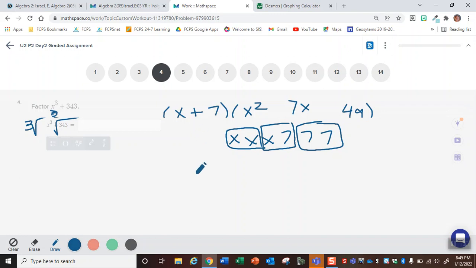All right, and then I'm going to do my SOAP. So same, opposite, always positive. So the same, this was plus, so this is plus. And then the opposite of plus is minus. And then always positive is plus. And so these are my two factors that I'm going to type in here. X plus 7 is a factor. And the other factor is x squared minus 7x plus 49.